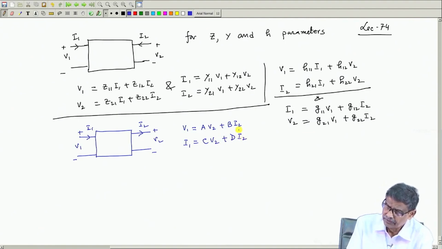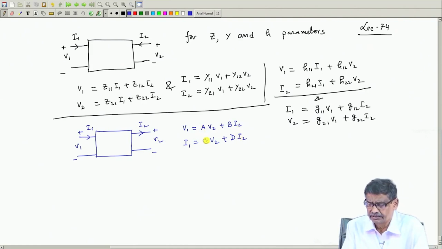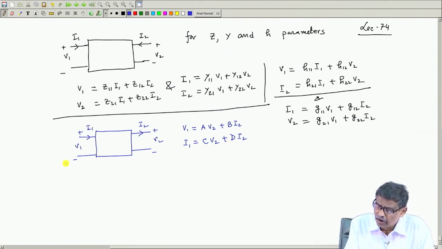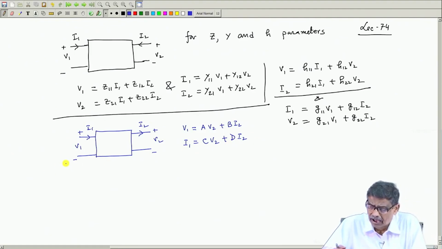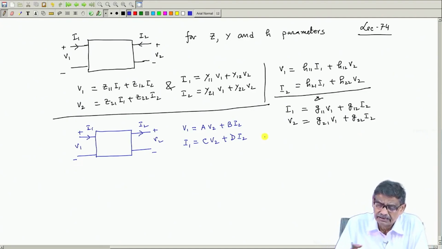We have seen how A and B can be determined in my last class. Only thing is, it is 1 over A, first calculate that, then calculate A, because there will be some problem. You cannot excite a network with a voltage and still claim the current in this is 0, it is very difficult to achieve that. Now, I will be able to relate ABCD with Z, Y, H, whatever I like. We are not going to discuss that.